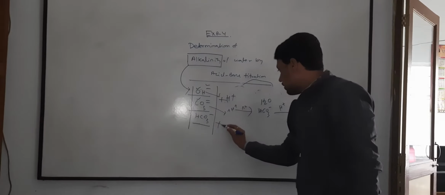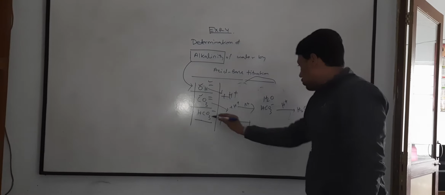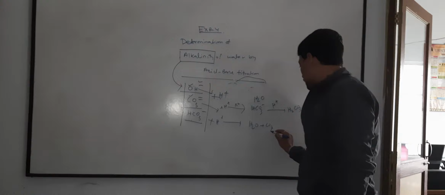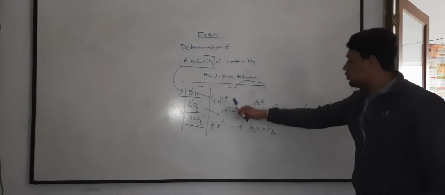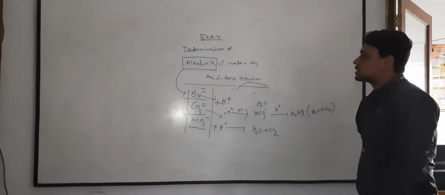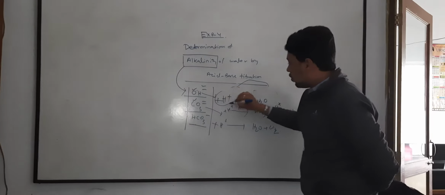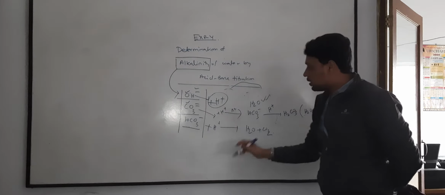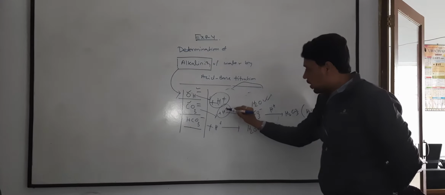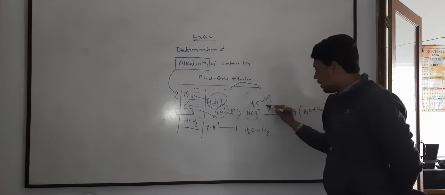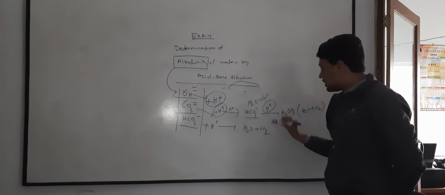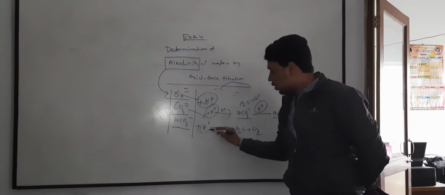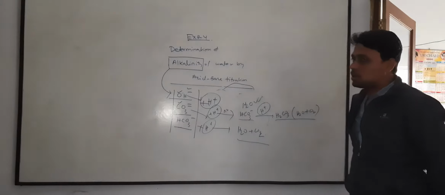For bicarbonate, it will trap H plus to form H2O plus CO2. So these are the neutralization reactions. Out of these three, in the first case OH minus takes only 1 H plus to form H2O, but carbonate takes 1 H plus to form bicarbonate, and in the next step takes another H plus to form neutral components. Bicarbonate takes only 1 H plus to form the neutral component.